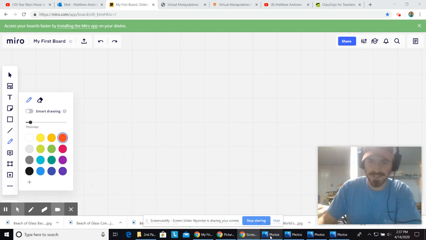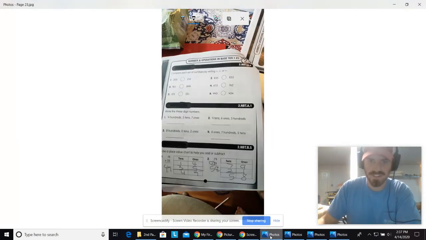Hi, I just wanted to go over pages 23 and 26 to point out some places that I thought might be a little confusing or the kids might need some review. So let's look at page 23, and at the very top, it says compare each set of numbers by writing greater than, less than, or equal to. So it's been a little while since we've gone over this, but let's take a look at the first couple.